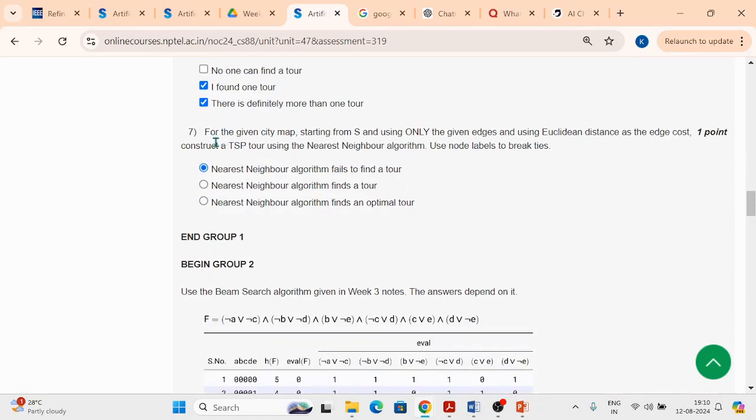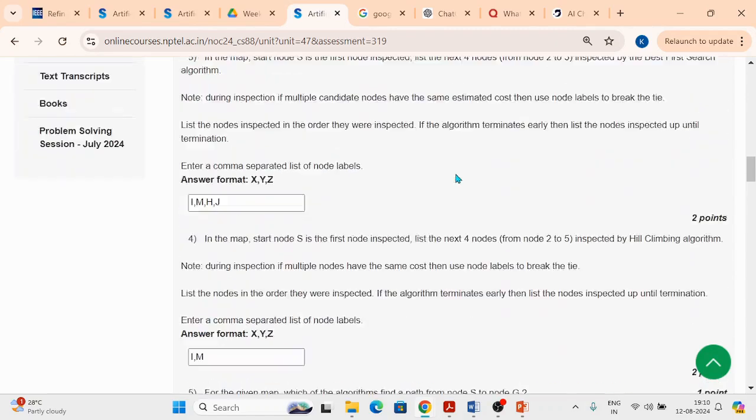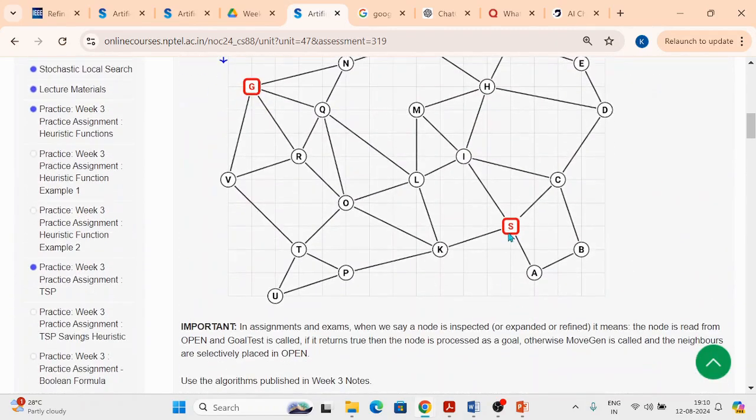Next, while coming to the seventh one, for the given city map starting from S and using only the given edges, using the Euclidean distance as the edge cost, construct a TSP tour using the nearest neighbor algorithm. So now here we have to use the nearest neighbor. Nearest neighbor means assume that we are having the S. We need to visit the nodes. If you see, S is connected to A, C, I, K. According to nearest neighbor, we need to see which node is nearer to S. That node we have to visit.